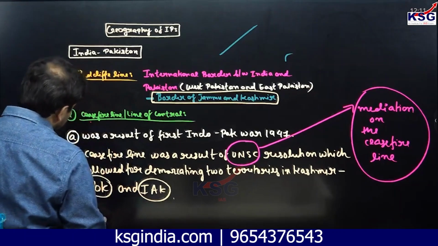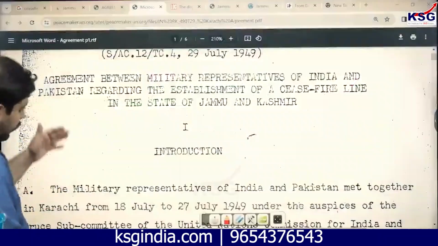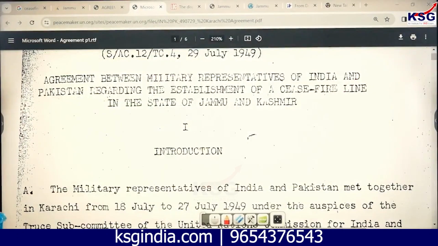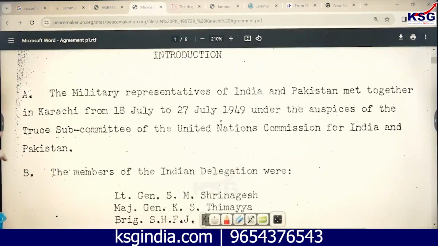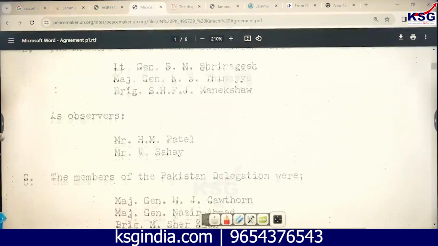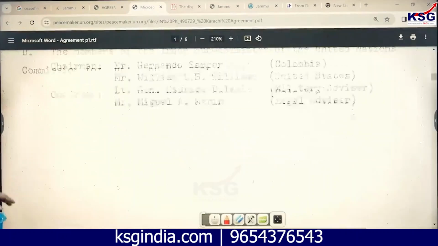The ceasefire agreement, as you can see the copy over here, says something like this: agreement between military representatives of India and Pakistan regarding the establishment of a ceasefire line in the state of Jammu and Kashmir, right? So this was signed by the mediation of United Nations Security Council resolution. The military representatives of India and Pakistan met together in Karachi from 18 July to 27 July 1949 under the auspices of the Truce Subcommittee of the United Nations Commissions for India and Pakistan, right? And it was at this point of time that this agreement was signed.